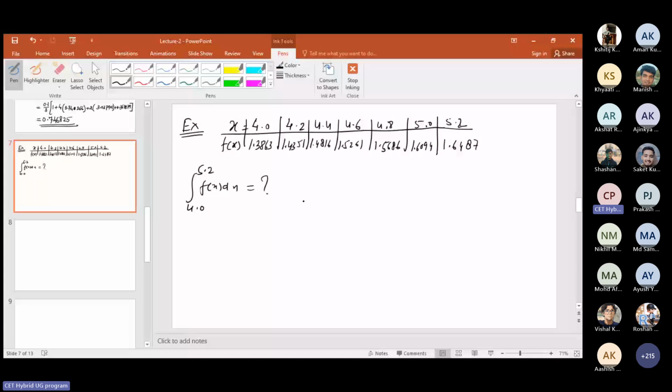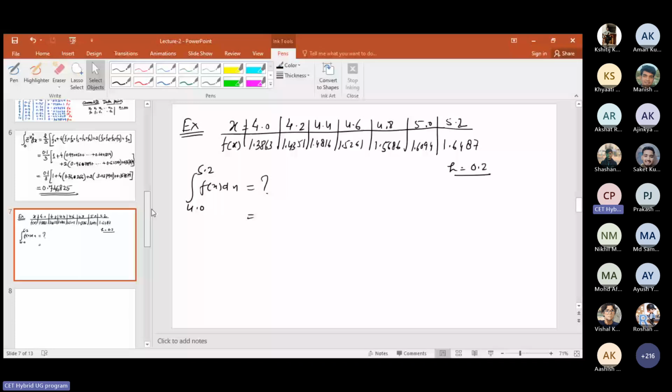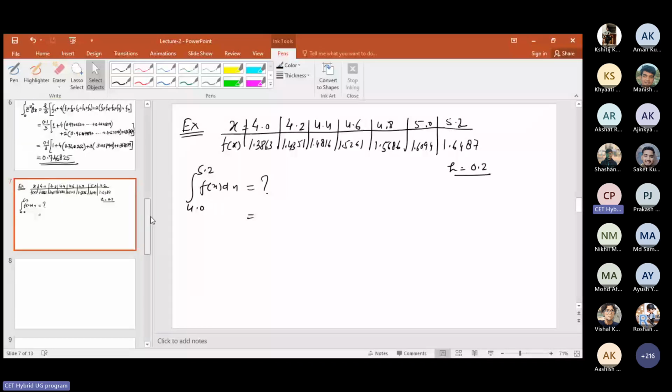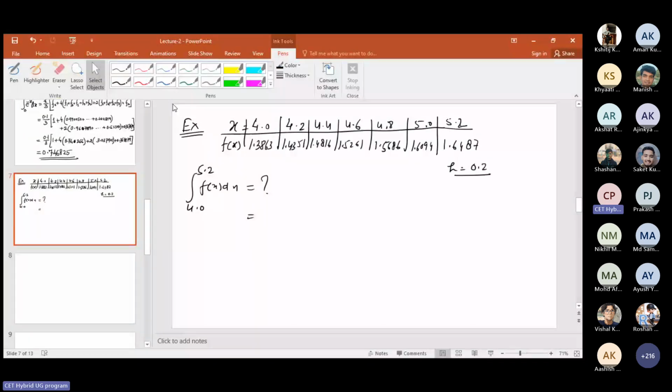Then what will you do? You have equidistant points, so you will use Simpson's 1/3 rule. Simpson's 1/3 rule will say what? H by 3. What is H here? H one can easily see. H is 0.2, the difference between any two subsequent points. So H equals 0.2. Okay. So you can apply the Simpson's 1/3 formula. What is Simpson's 1/3 formula? H by 3, 0.2 by 3.